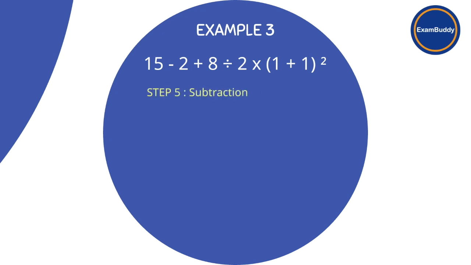Step 5, we've now moved on to subtraction. We've started with subtraction because this is found to the left side of the equation before addition. So 15 minus 2 plus 16 is equal to 13 plus 16. Last but not least, addition. 13 plus 16 equals 29.